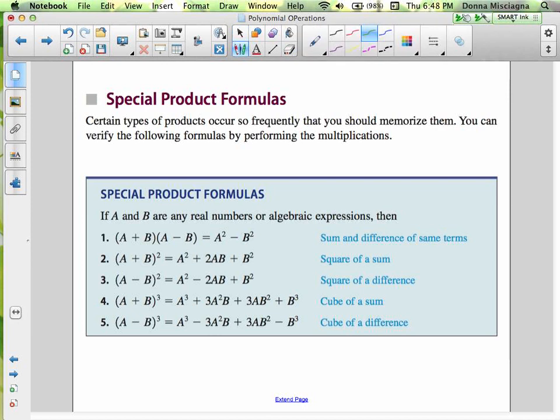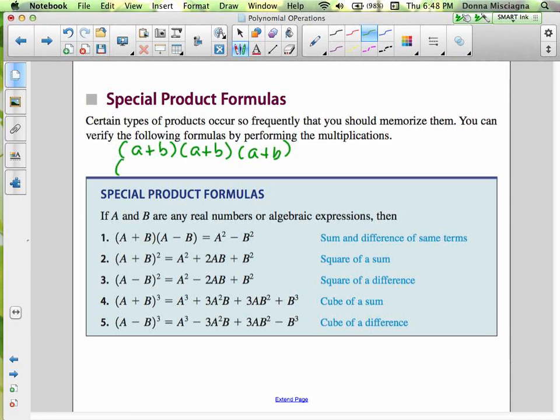Right, we have (a plus b) cubed. If we have (a plus b) cubed, that would be (a plus b) times (a plus b) times (a plus b). Let's take care of the first two first. Actually, let's take care of the last two first.